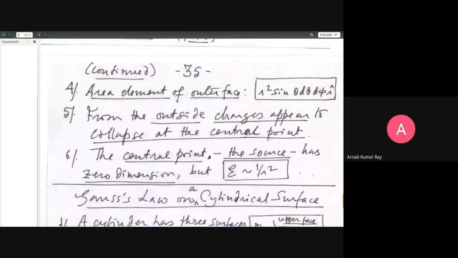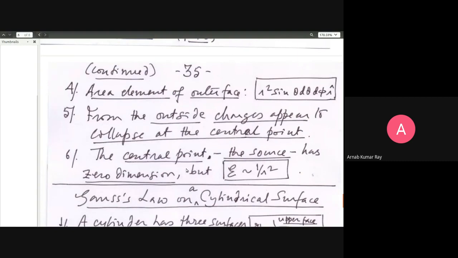Okay, fine. Now, here's the very important thing. The central point, the source, has got 0 dimension. But E will go off as 1 upon r squared. Viewed from the outside, it will look like all the charges have gathered at the central point. A point has got 0 dimension, whereas the electric field will fall off as 1 upon distance squared, 1 upon r squared in this case. r is the distance from the center.